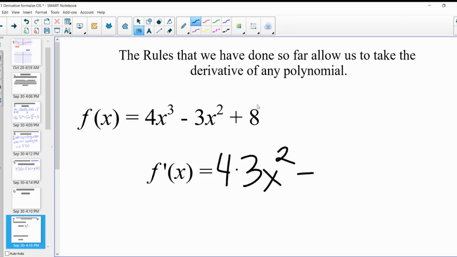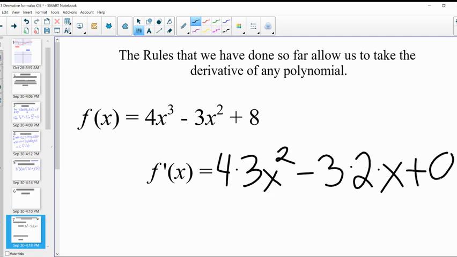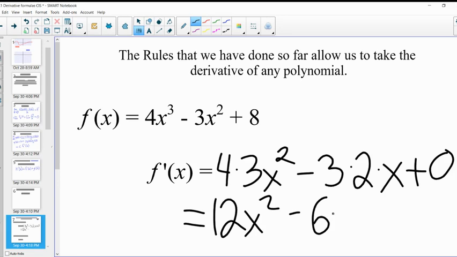So I can continue on and say the derivative of 3 times something is 3 times the derivative of the something. In this case, the derivative of x to the 2 is 2 times x to the 1. I'll just call that x. And then we also learned that the derivative of a constant is 0. So we end up with plus 0 at the end. And then we can simplify and say that this is 12x squared minus 6x, and we are done. There we go, the derivative of a polynomial.